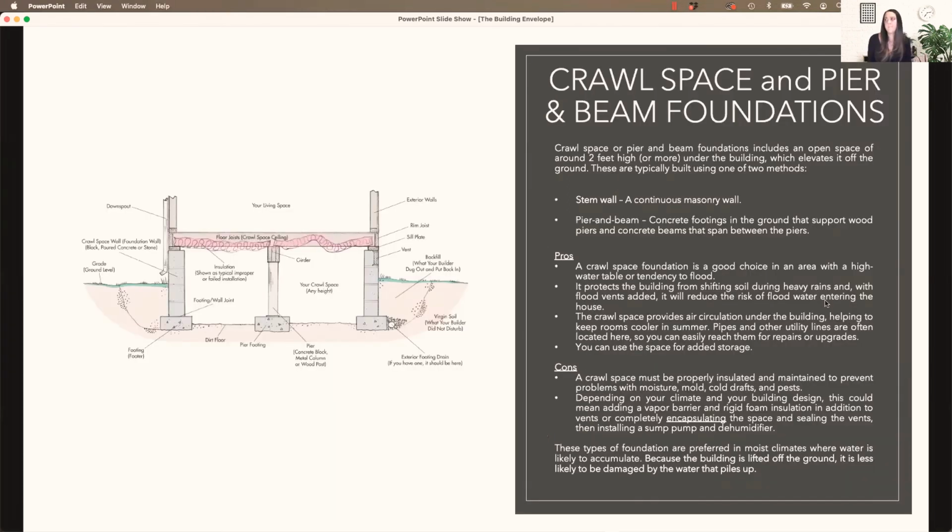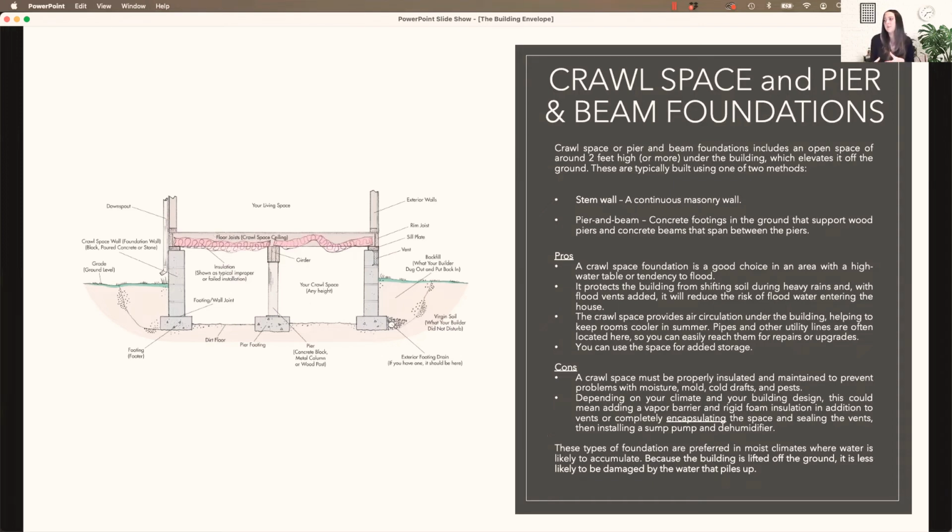Another basement type you might see here in Colorado, even in conjunction with a basement, is the crawl space. The crawl space also can be referred to as pier and beam foundations. This is generally where you have what's called a foundation footing, and they build up these piers or stilts that elevate the building up off the ground.